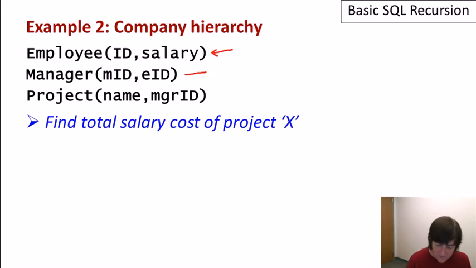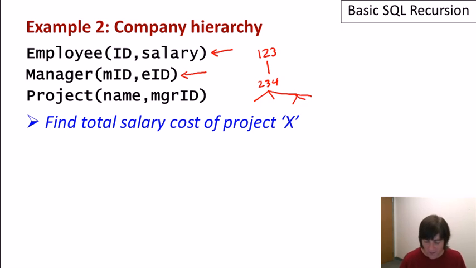Our second one gives us the manager relationship, and what this is saying is, say, the employee with ID 123 is a manager. I'll draw it like a tree here of 234, who himself might manage a few other employees, and so on. So we have a hierarchical structure of the management in the company, and you can already probably recognize that this is similar to the parent relationship that we had in our previous example.